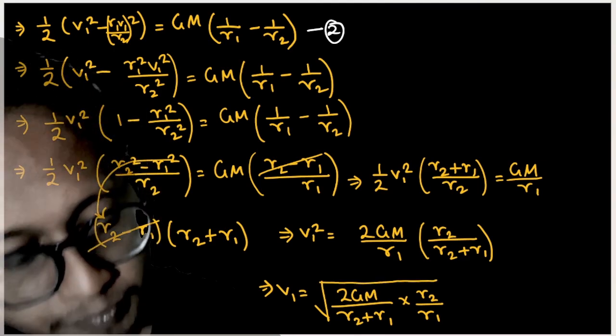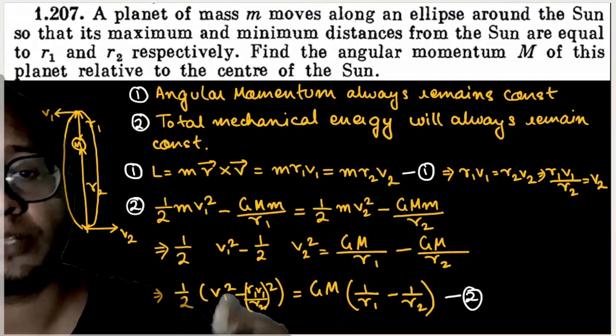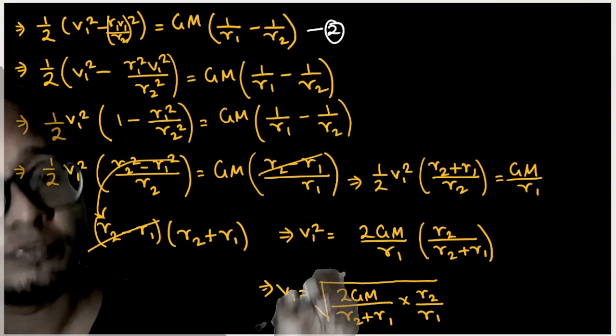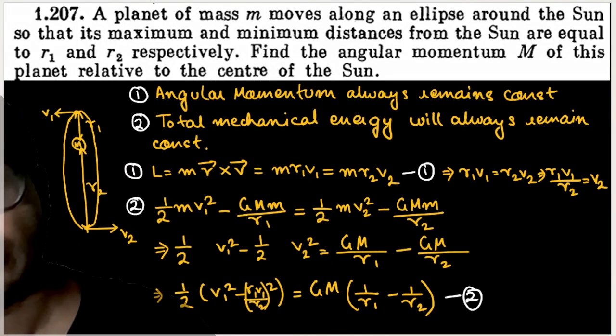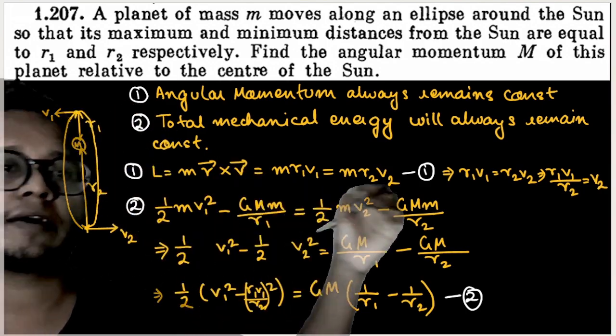Now what do I need to find out? I need to find out the angular momentum. Okay, I have found out the velocity. What did I find out? I found out the value of v1. So I found out the value of velocity of the planet or the orbiting body out here.